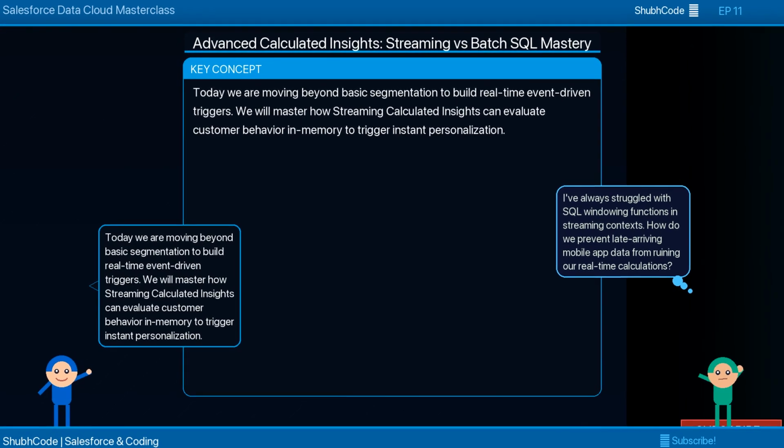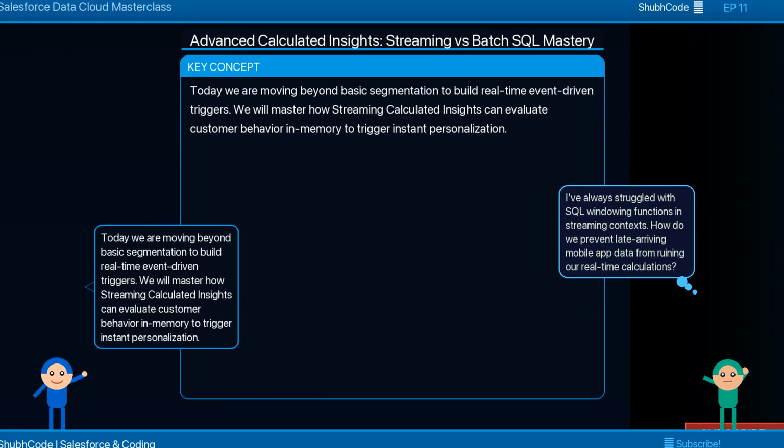Let me explain this simply. Today we are moving beyond basic segmentation to build real-time event-driven triggers. We will master how streaming calculated insights can evaluate customer behavior in memory to trigger instant personalization. I've always struggled with SQL windowing functions in streaming contexts. How do we prevent late arriving mobile app data from ruining our real-time calculations?